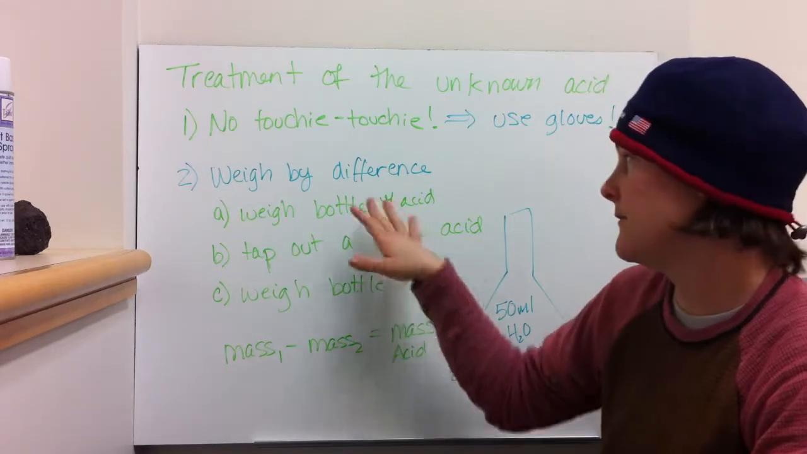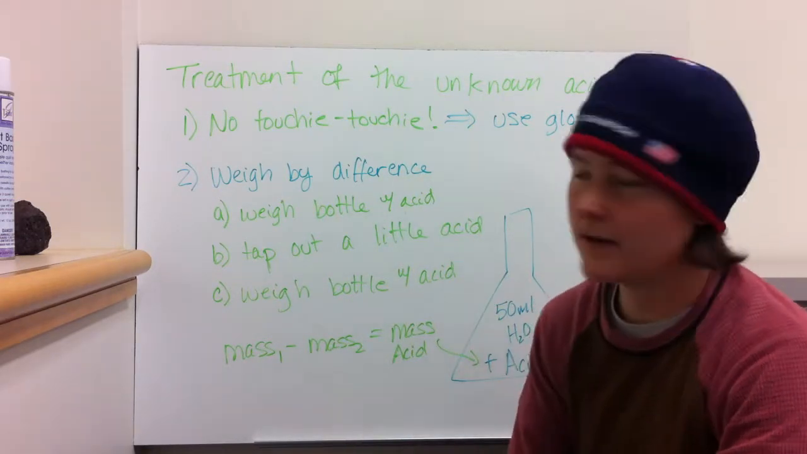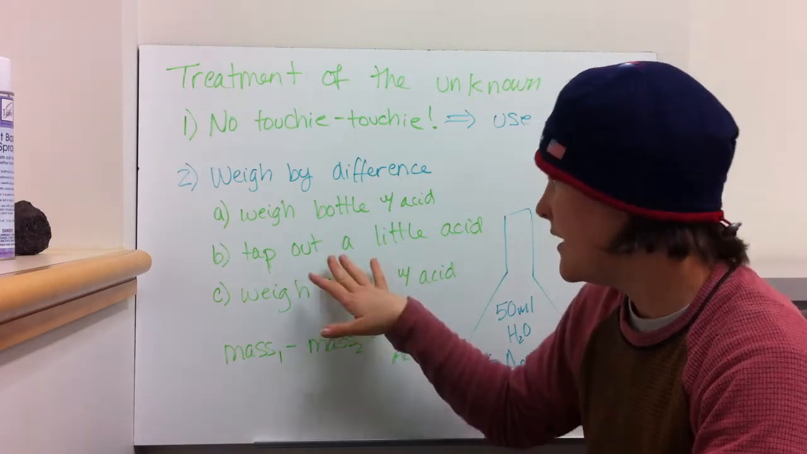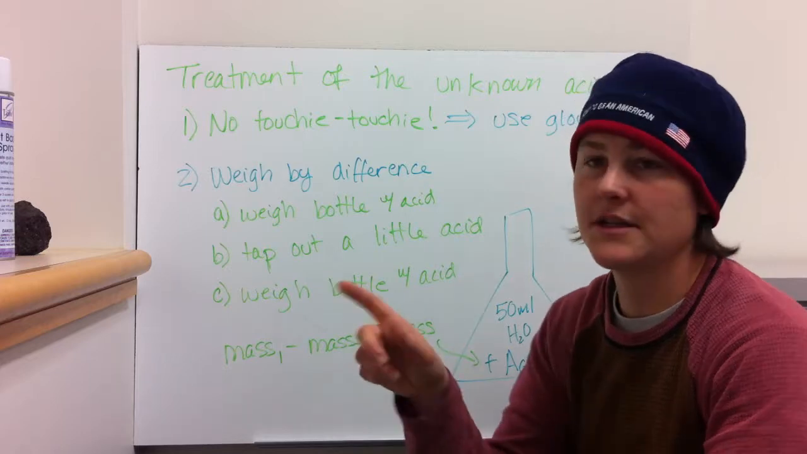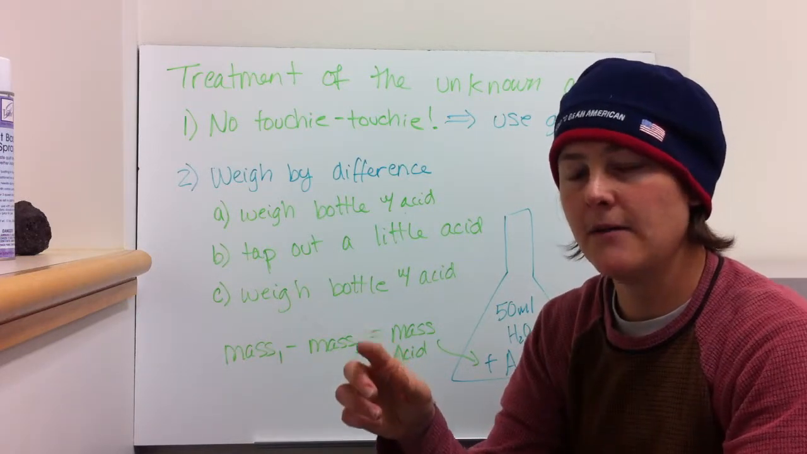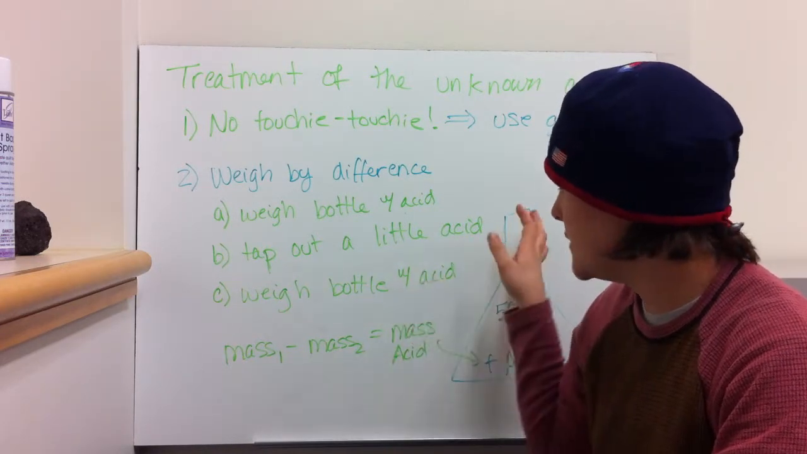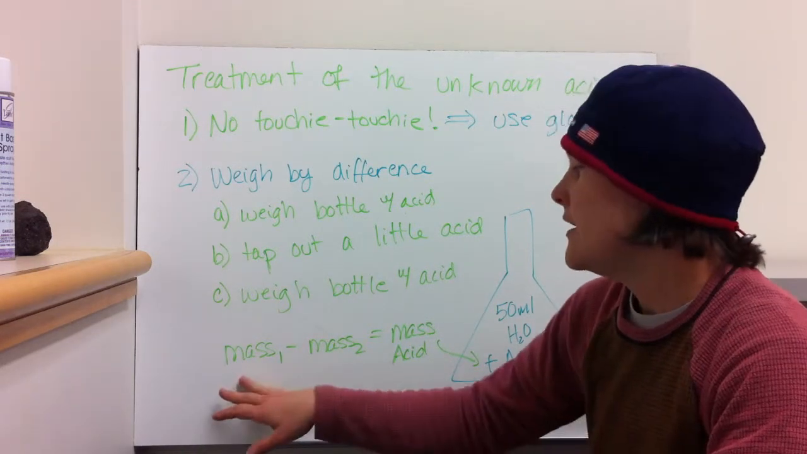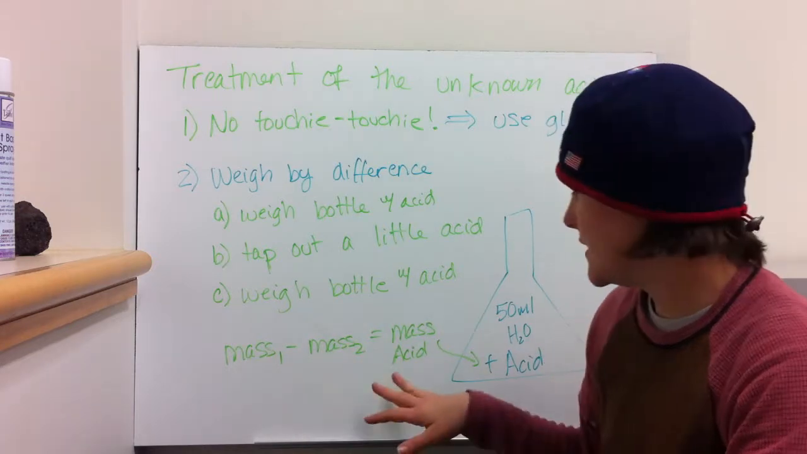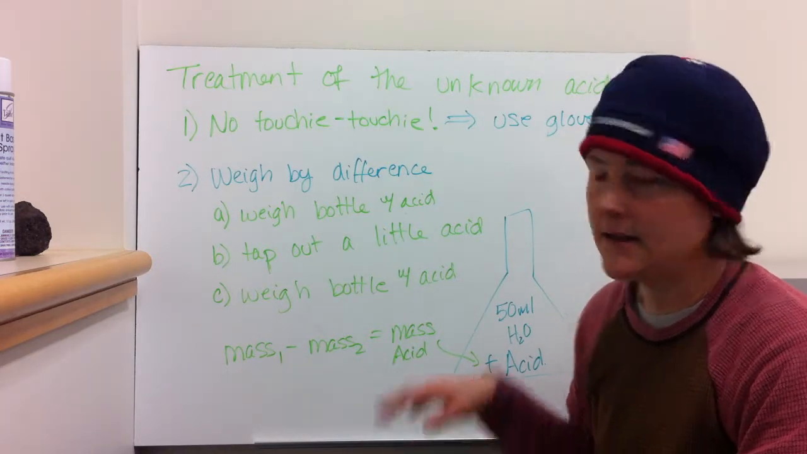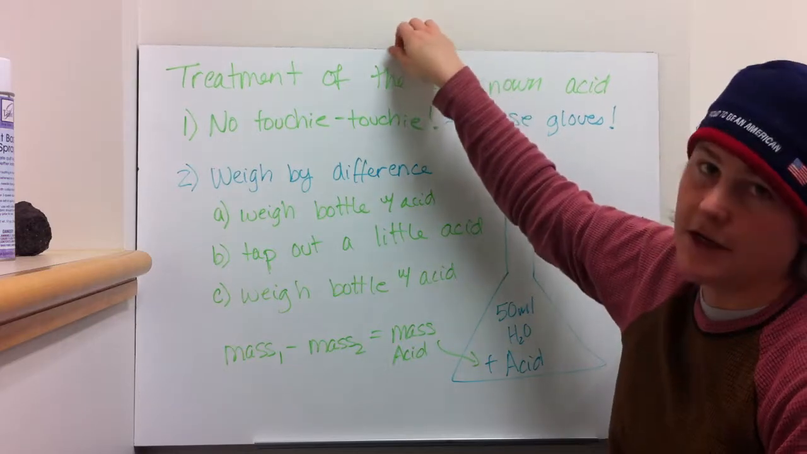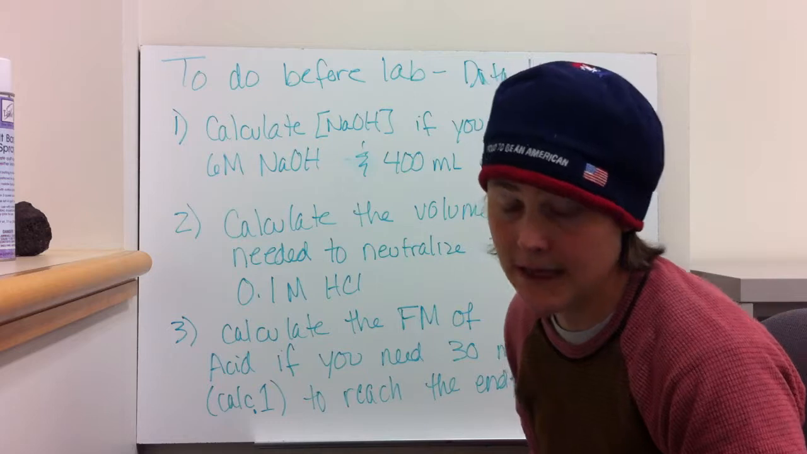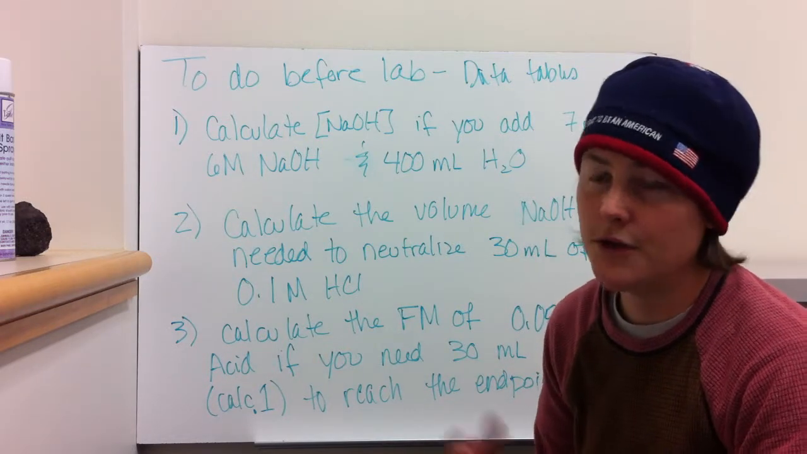So let's explain that a little bit further. Weighing by difference is basically you weigh the bottle with the acid in it that Amanda's going to give you. Then you record the weight, tap out a little bit of the acid into an Erlenmeyer flask, and then you weigh the bottle again. So the difference between the 2 masses should be the amount of acid that you add to the Erlenmeyer flask for each treatment.